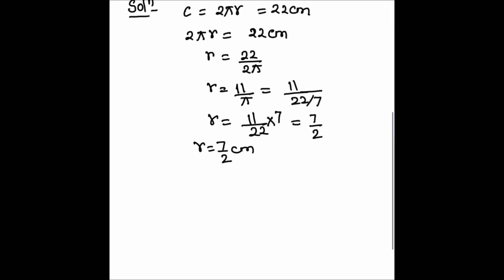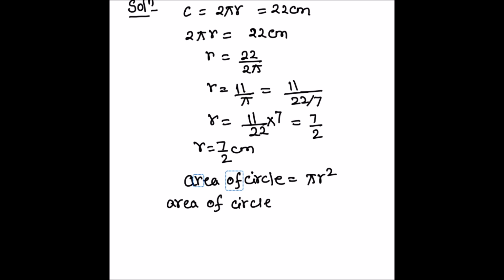Now we are required to find the area of the quadrant. So we know that the area of circle is pi r square. For finding the area of the quadrant, one quadrant is 1/4 of the circle. Area of the circle is pi r square, and area of the quadrant will be 1/4 the area of the circle, cause one quadrant is quarter section or 1/4 of the whole circle.